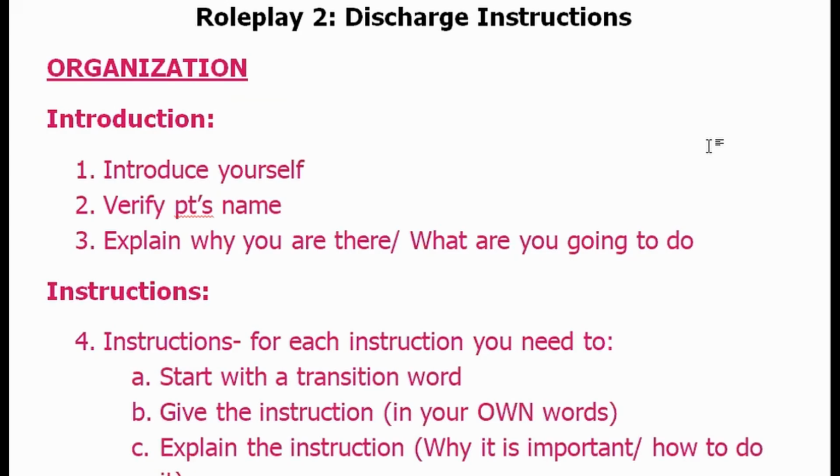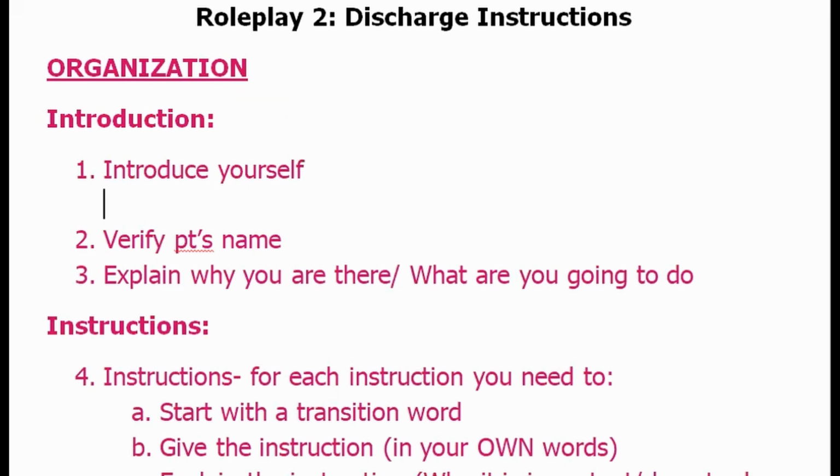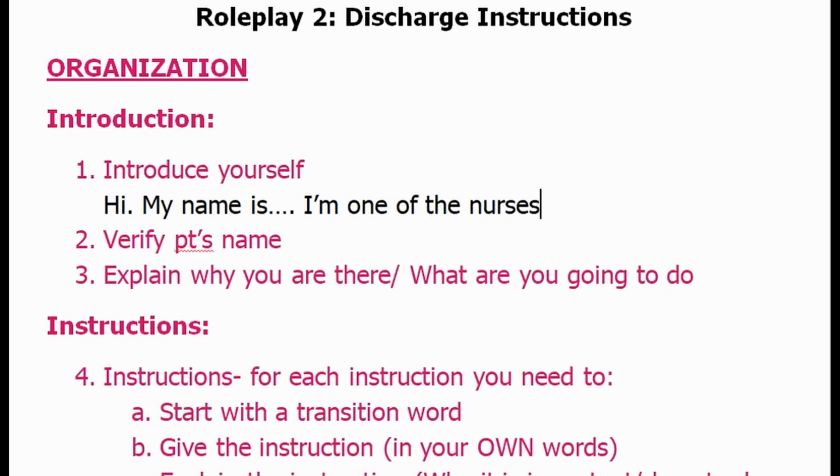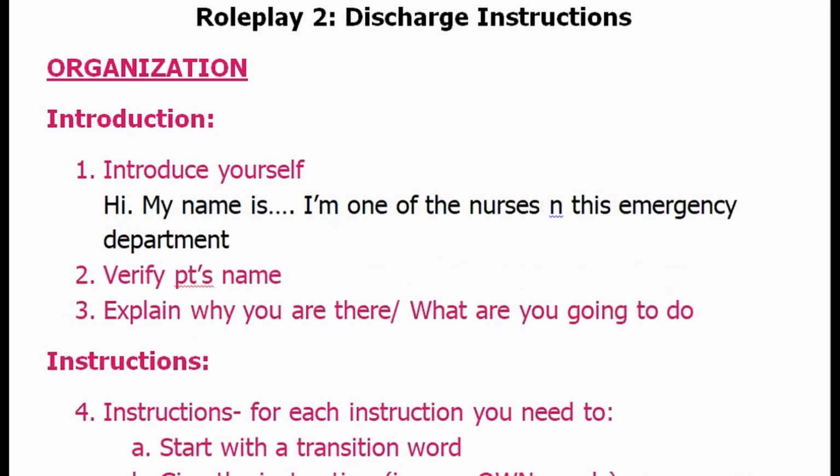Okay, so first of all, in role play 2, you need to have an introduction. The very first thing you will do is introduce yourself to the patient. So you will say, "Hi, my name is... I'm one of the nurses." Now, do you remember where you were? The scenario was in the emergency department, right? Keep that in mind. "I'm one of the nurses in this emergency department, and I'll be taking care of you today."